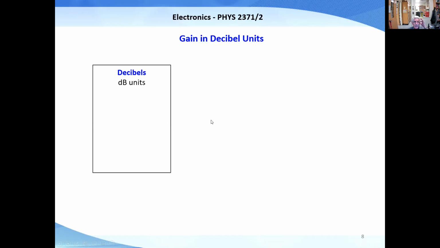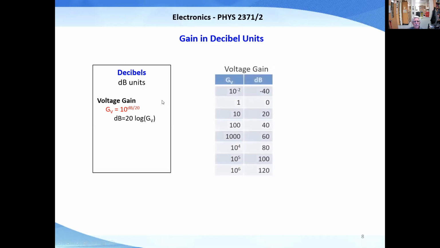Often when we talk about gain, because you have such large values, like 1,000,000 gain, usually anything that goes as the power of something, we like to use decibel units. I mean, decibel units are also used in sound. But here, for voltage gain, the dB of something is the log base 10 of the gain times 20. It's just defined that way.